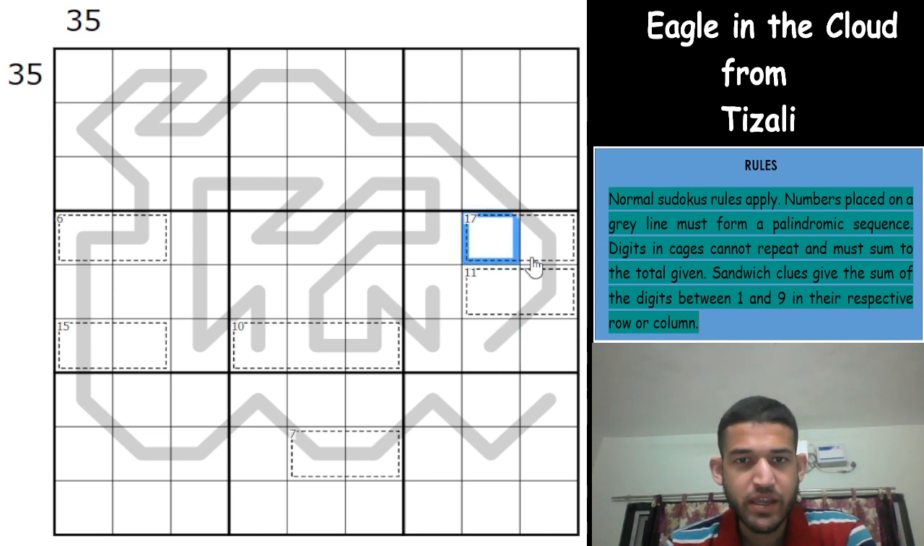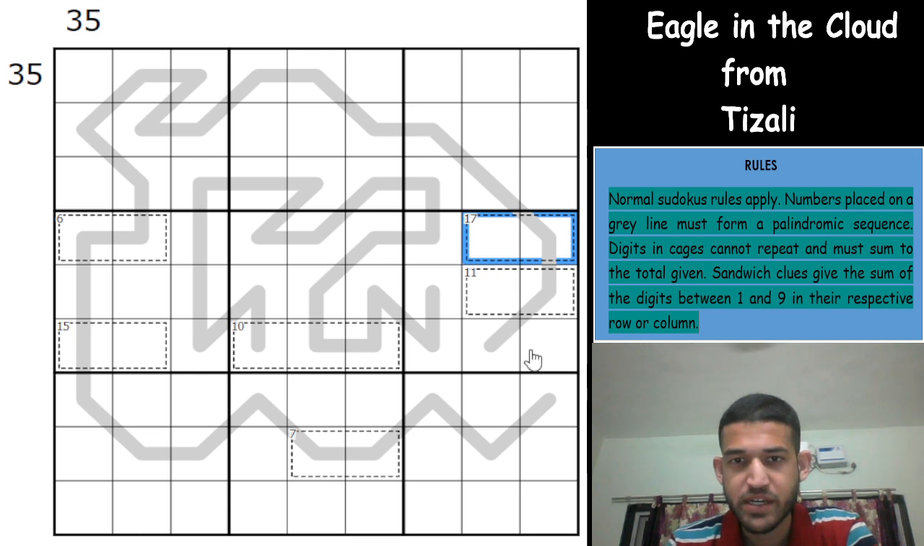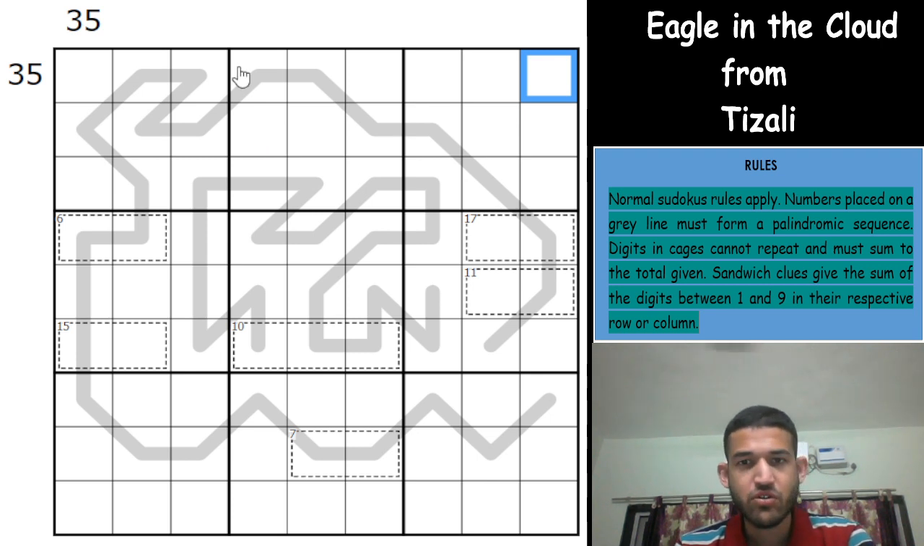And killer rules apply. In each of these dotted cages, digits must sum to the clue given in the top left corner of the cage, and digits do not repeat inside cages. And the final part is sandwich rules. The clues given outside denote the sum of the numbers between 1 and 9 in the respective row or column. We have only 2 sandwich clues. So these are the rules.